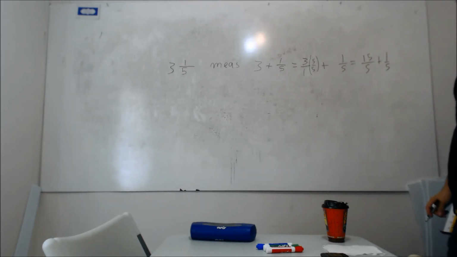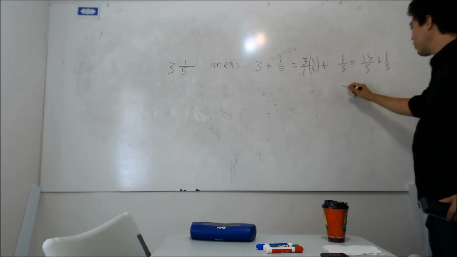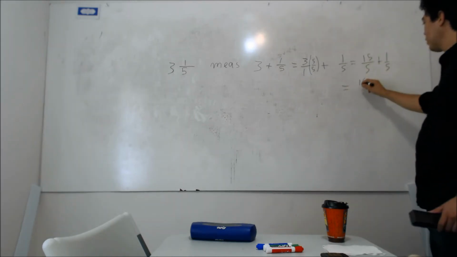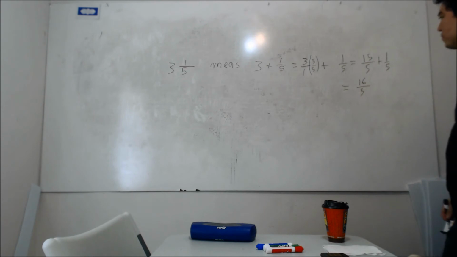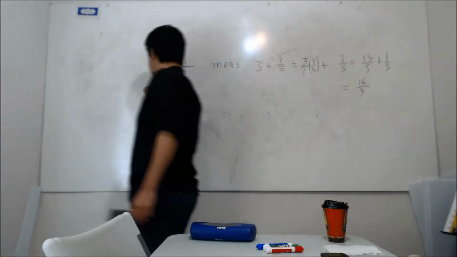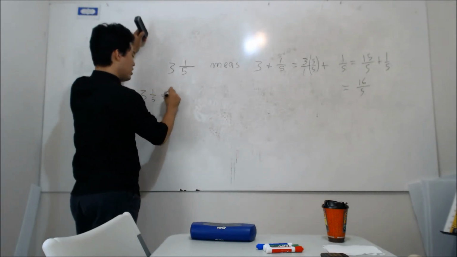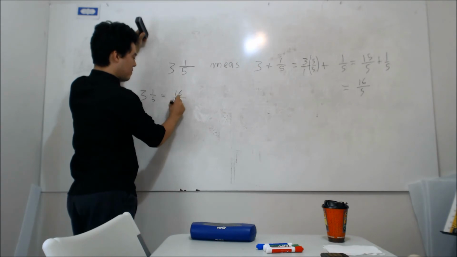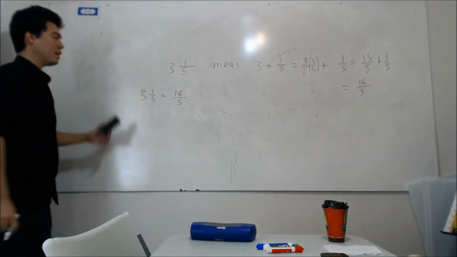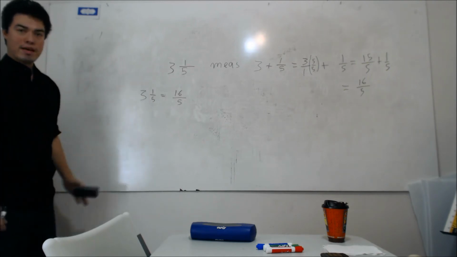If you don't believe me, you can do the table just like we have been doing, and you will see that this will be the least common denominator, the least common multiple. And here we just add them. 15 plus 1 is 16 over 5, like this. And so now we know that 3 1/5 is equal to the improper fraction 16/5. Improper because 16, the numerator, is larger than the denominator 5.